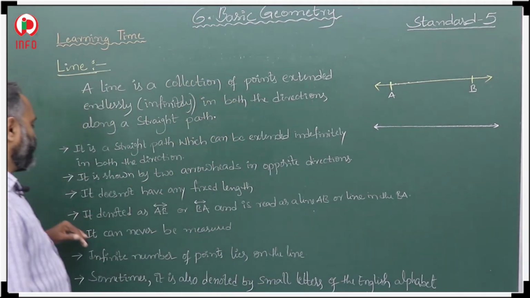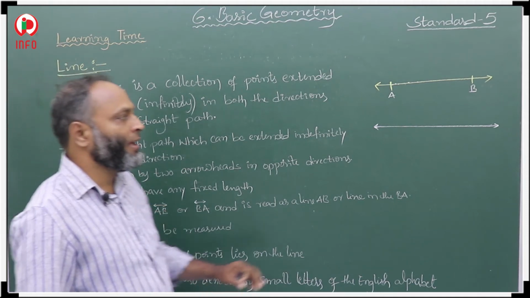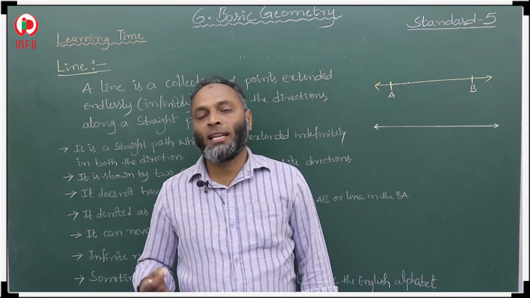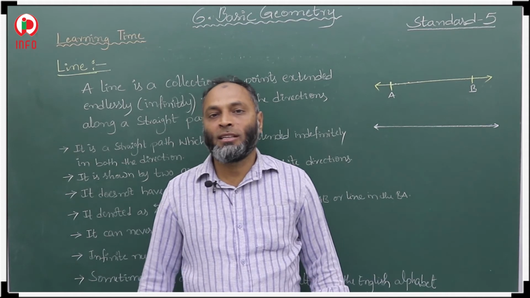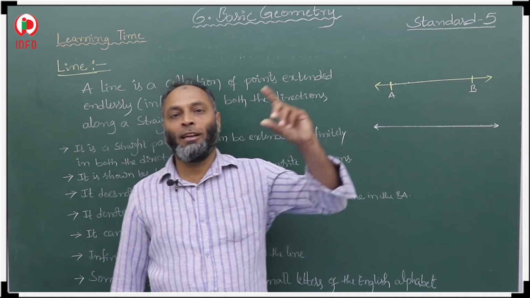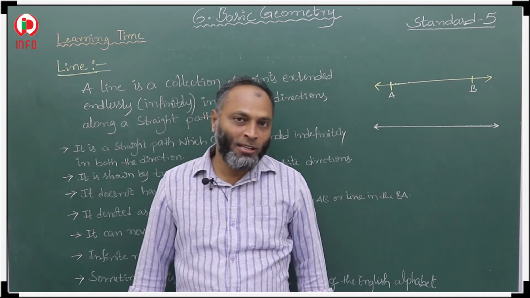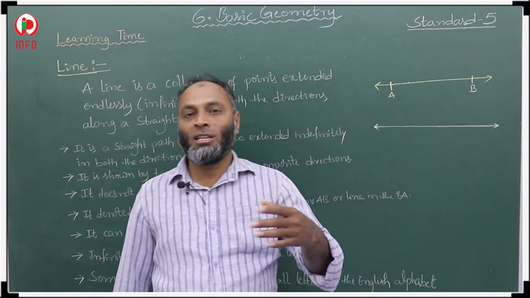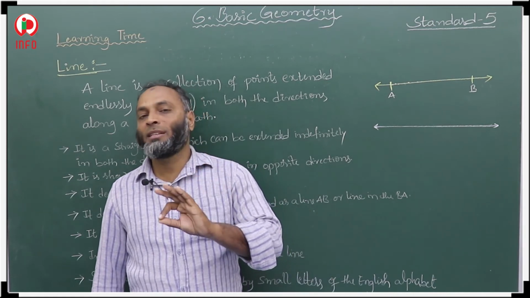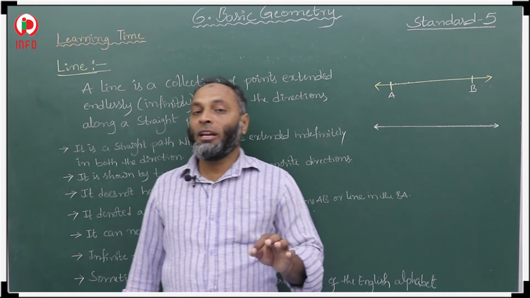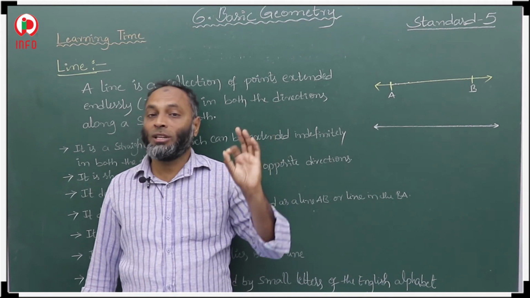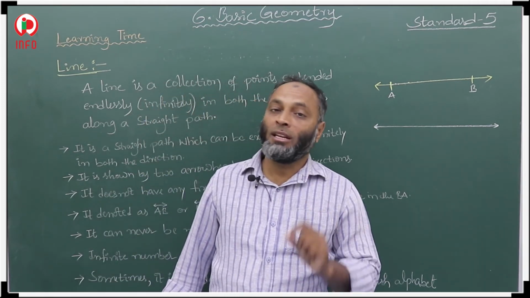Next, a line does not have a fixed length. Why does it not have a fixed length? Because the line extends infinitely in both directions. If anybody says a line is 2 centimeters long, it is not correct. 2 centimeters, 3 centimeters, 2 meters, 2 kilometers, 10 kilometers: the line does not have any such fixed length, because it extends infinitely in both directions.